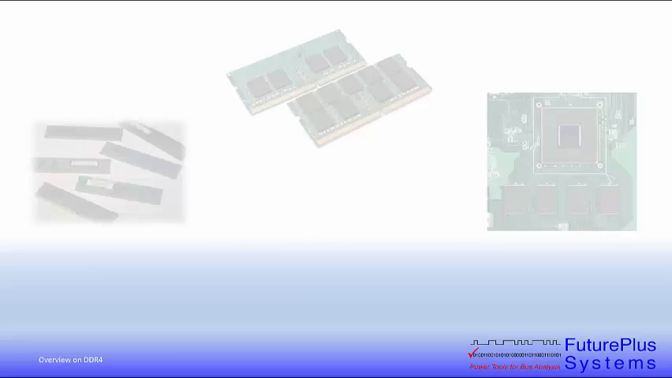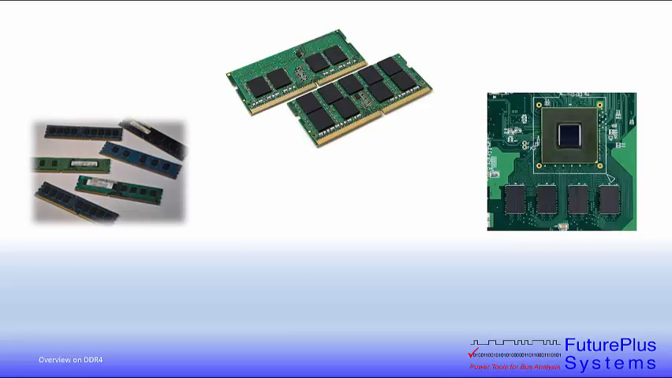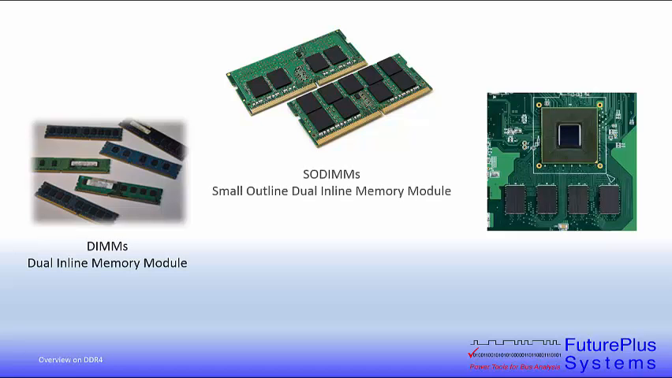Let's take a look at the actual signals on the DDR4 memory bus. These are the signals that go from the memory controller to the DDR4 DRAM. Depending on the application, the DRAM chips themselves can be found on DIMMs, SODIMMs, or directly on the PCB. This is sometimes referred to as memory down.